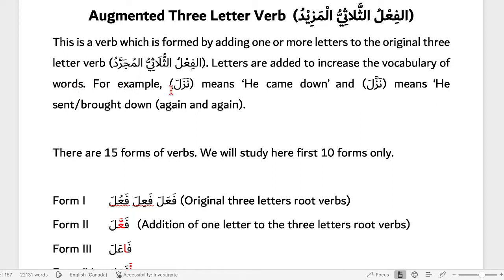For example, nazala is a three-letter verb, meaning he came down. In nazzala, there is one middle letter that is added, so it's two zays, and it becomes nazzala, which means he sent down or he brought down, and this verb is also used for some action which is repeated again and again.